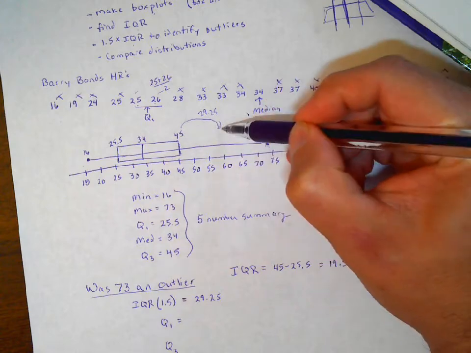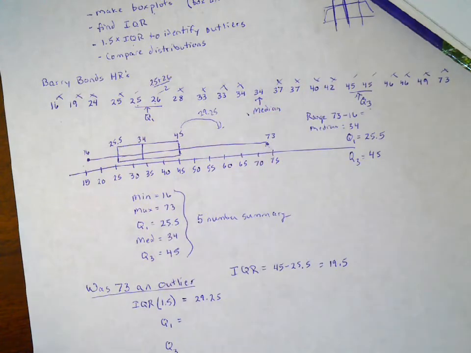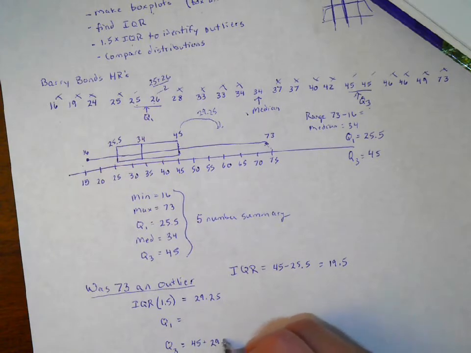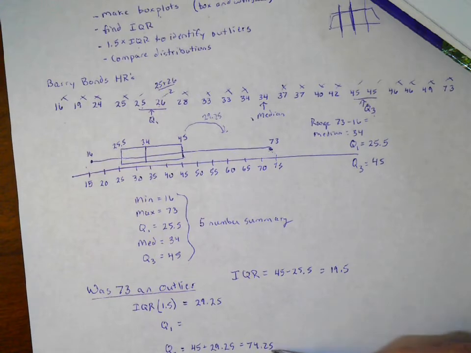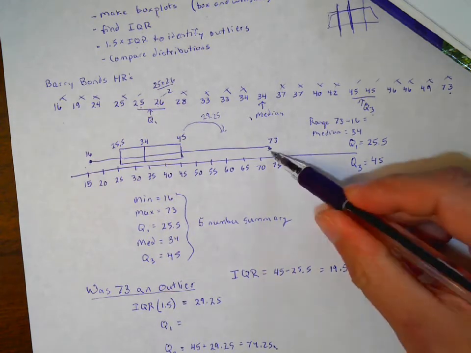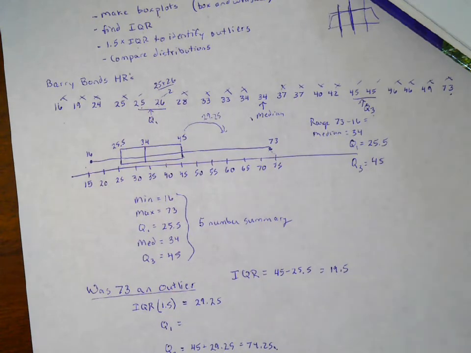Okay, so looking at this quartile, if something is more than 29.25 above this number, so 45 plus 29.25, which is equal to 74.25, if something is above this number, then it is an outlier. 73 is not above that number, therefore 73 is not an outlier. Even though it's way out there compared to the other numbers, it is not an outlier.